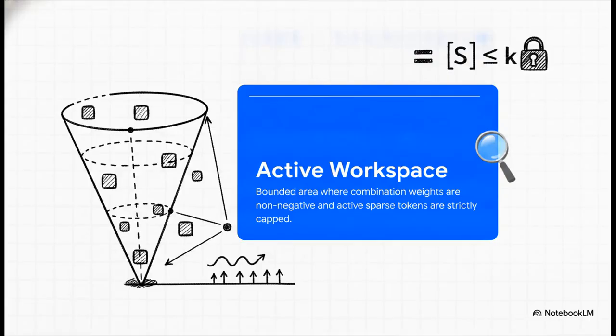Now, this active workspace is not a free-for-all. It is mathematically locked down by some very strict constraints. Notice the parameters. Your combination weights, AW, absolutely must be greater than or equal to 0. No negative weights allowed. Furthermore, the total number of active sparse tokens, the absolute value of S, is strictly bounded by K. By enforcing this non-negativity and absolute sparsity, the math creates a highly localized, quantized cone of reality.